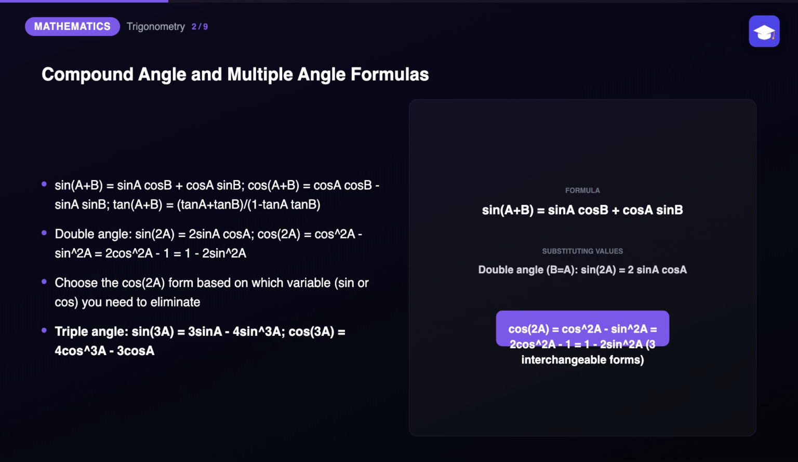Triple angle formulas: sine of 3A equals 3 sine A minus 4 sine cubed A, and cosine of 3A equals 4 cosine cubed A minus 3 cosine A appear somewhat less frequently overall, but are still absolutely worth having immediately available and ready for specific equation solving problems that explicitly require them.